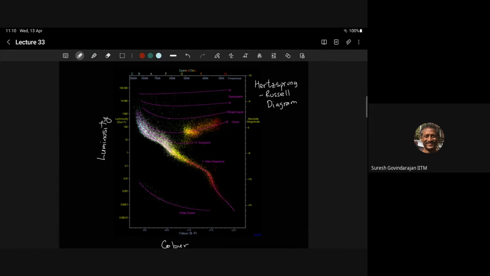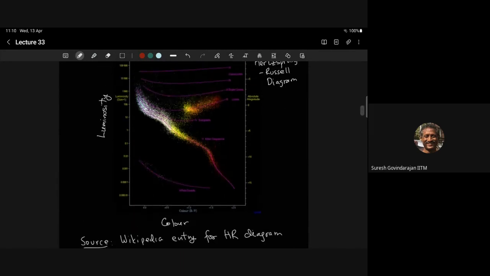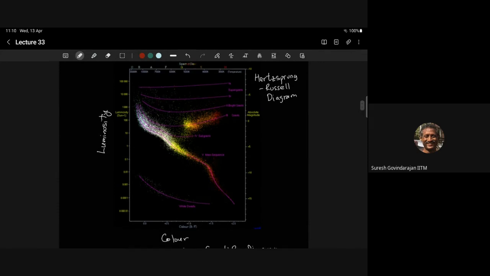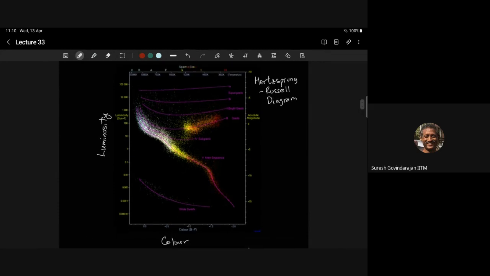And so this I've taken from the Wikipedia entry for the HR diagram. So if you want, you can read it. It seems to be a decent entry. And this contains about 23,000 stars, real stars. Okay, so the bulk of the stars are here. Okay, and so these are called the main sequence stars.